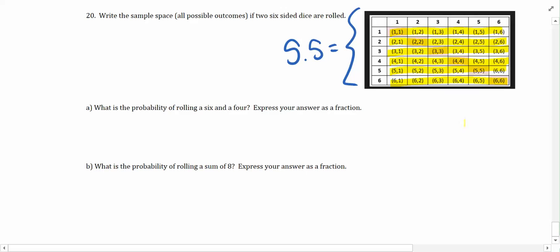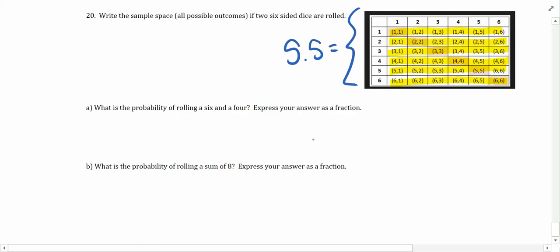There happen to be 36 elements in the sample space, but the sample space is not the number 36. The sample space is the collection of all possible outcomes, as denoted by this picture. So then we use this information to attack problem A over here.